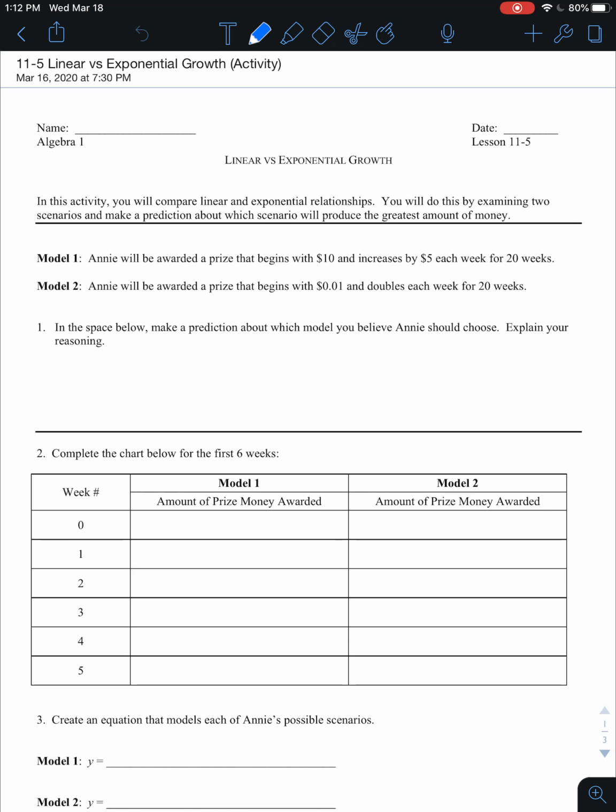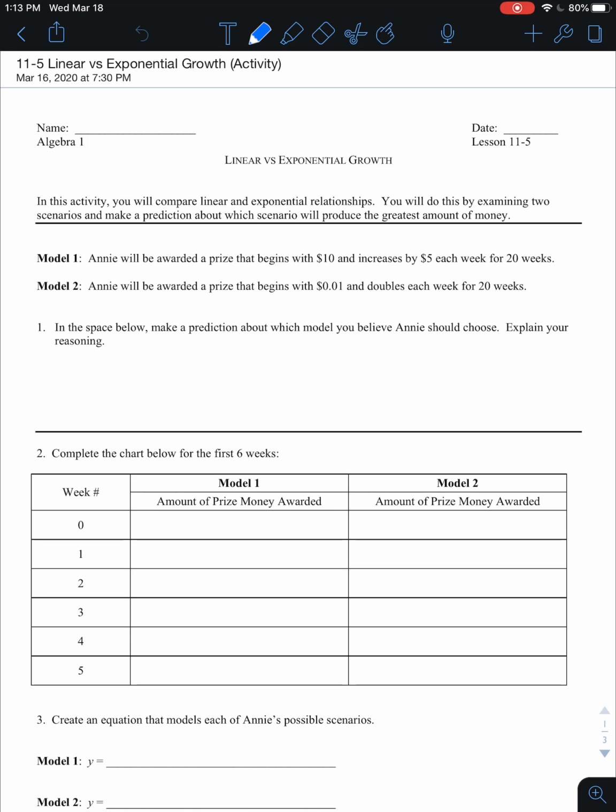So the purpose of this lesson is to compare linear versus exponential growth. So what we're going to ask you to do is examine these two scenarios. So let's say you were given two options and you had to decide which one would give you the greatest amount of money. So let's say there were two prizes being awarded. Model 1, the prize is a $10 award, and then every week you get $5 more, and it's going to continue for 20 weeks. So you start out with $10, increasing by $5 a week for 20 weeks.